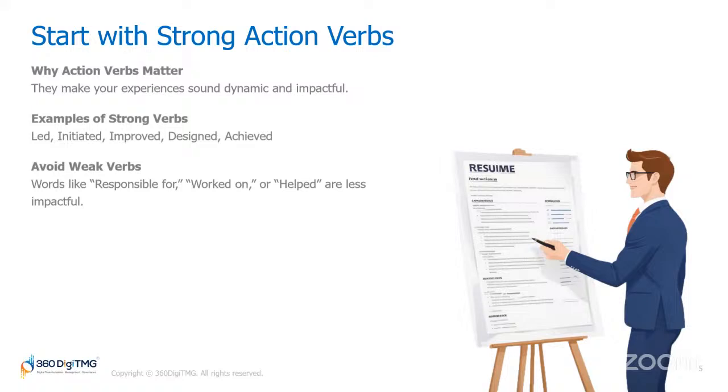Examples of strong action verbs are led, initiated, improved, designed, achieved, and so on. When you're writing, make sure you avoid weak verbs, for example, I was responsible for this, worked on this, or helped. These are very less impactful nowadays. There are other action verbs that you should definitely go for. If you want to see which action verbs to go for and how they actually impact, we have a YouTube video for that too. You can go to our past videos and see the same.